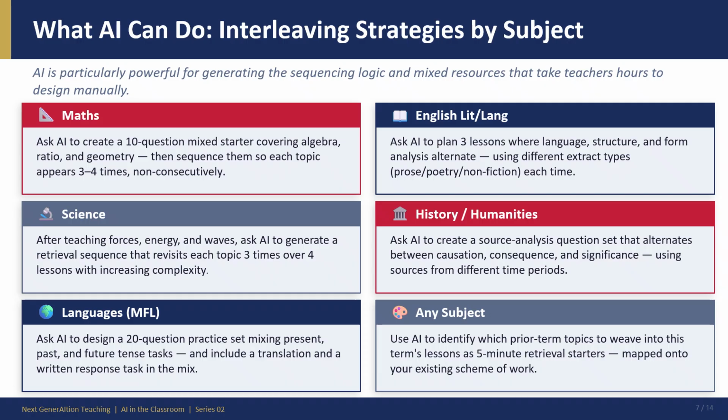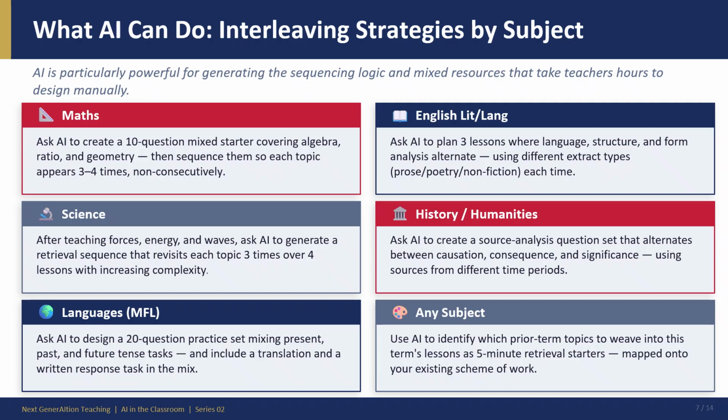In history and humanities, you could ask AI to generate a question set that alternates between causation, consequence and significance type questions, drawing on events and evidence from different time periods. History is built on applying analytical frameworks. Interleaving is a natural fit, and AI can generate varied question sets immediately and quickly.